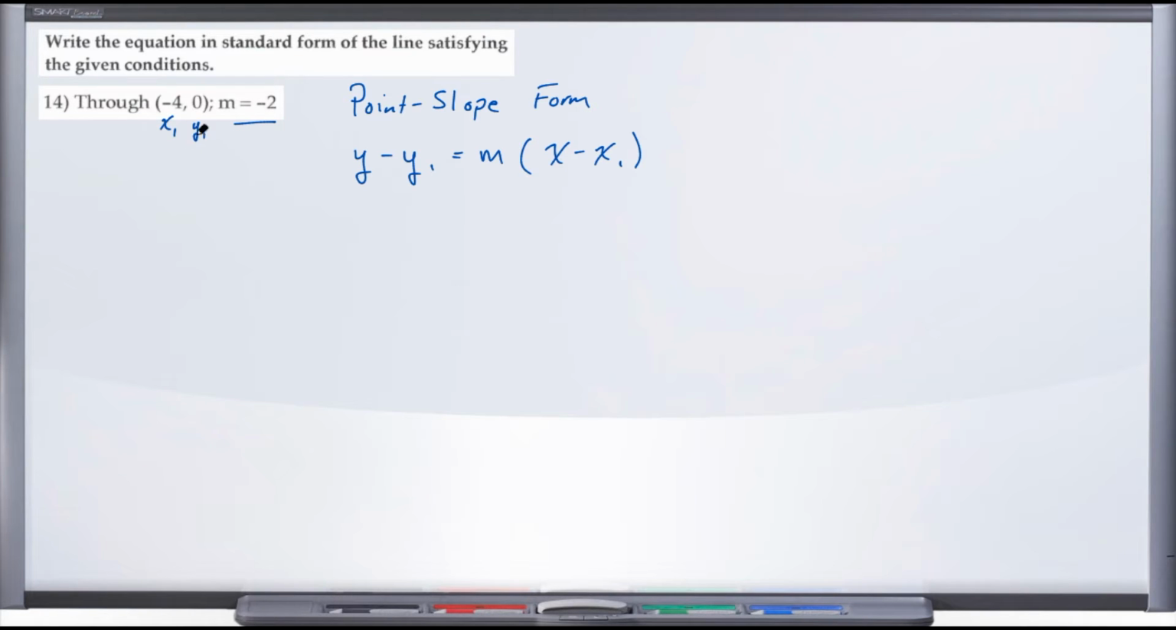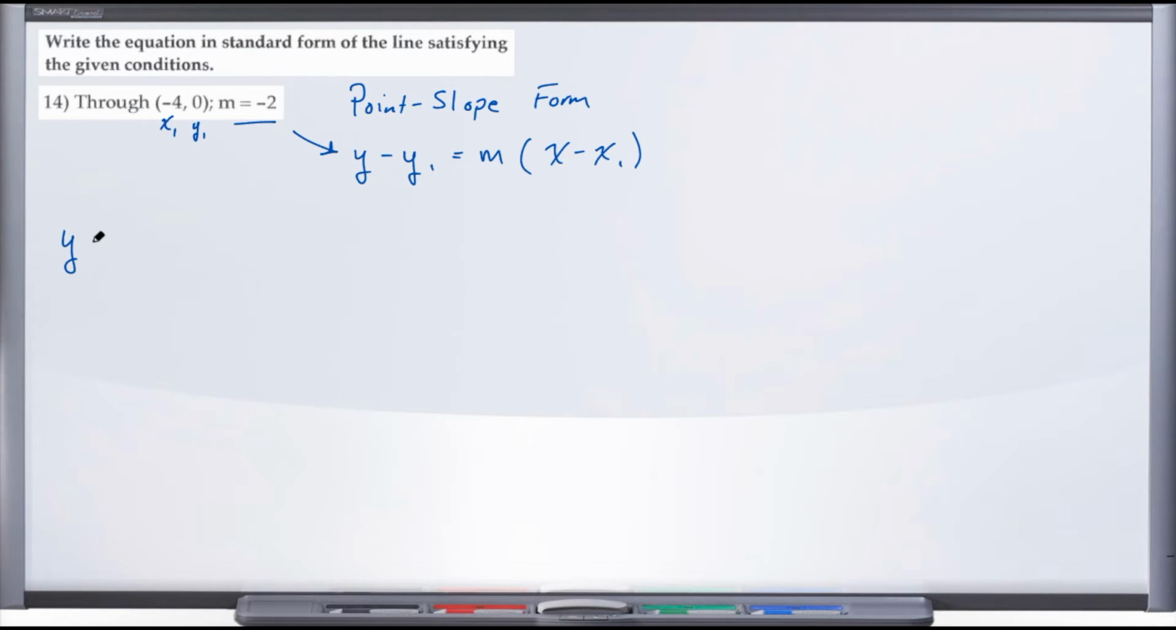And this x1, y1 from our given point is going to be the x1 and y1 in our point slope form. And the m we're given, the slope we're given, is going to be the m in the point slope form as well. So we're just taking this given information and plugging it into the point slope form. So let's go ahead and do that and see what we get.